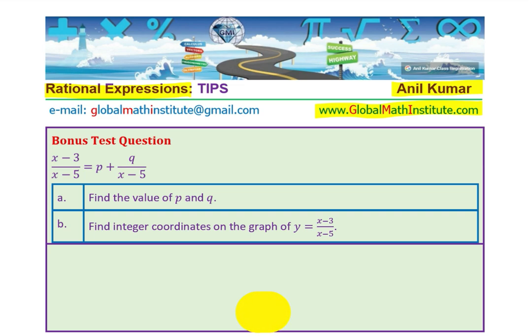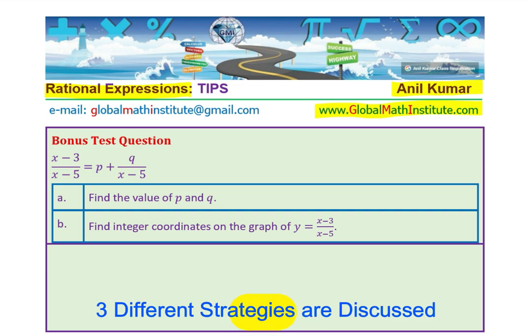Now let us see how we solve such a question. It's kind of a new question, not given in many books. So let's do part A, which is to find the value of p and q. The rational expression given to us is (x minus 3) over (x minus 5), and we need to write this as p plus q over (x minus 5).